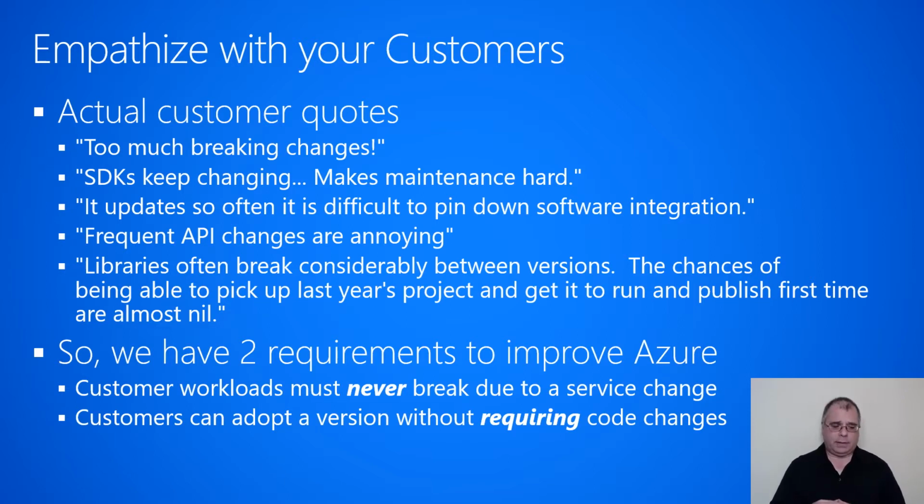But a newer policy is one where we want customers to be able to adopt a new version of a service without requiring any code changes at all. That is, the customer should be able to adopt the new version of the service, but they should also be able to adopt a new version of a client library that wraps the service and not have to make any source code changes unless the customer wants to leverage some of the new features that are available in the new version of the service and its corresponding client library.